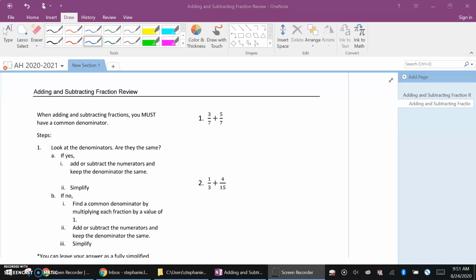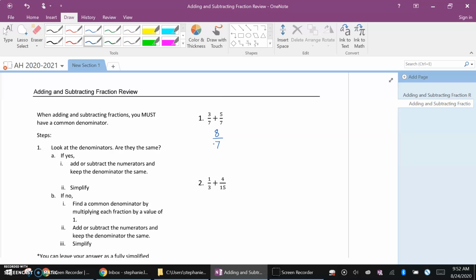Looking at number 1, we have a 7 and a 7. So we know that the denominators are the same, so we can just go ahead and add the numerators. 3 plus 5 gives us 8, and then we keep the 7 the same. Now, this is a completely simplified fraction. It's an improper fraction, but it is completely simplified, so you do have permission to leave it that way.